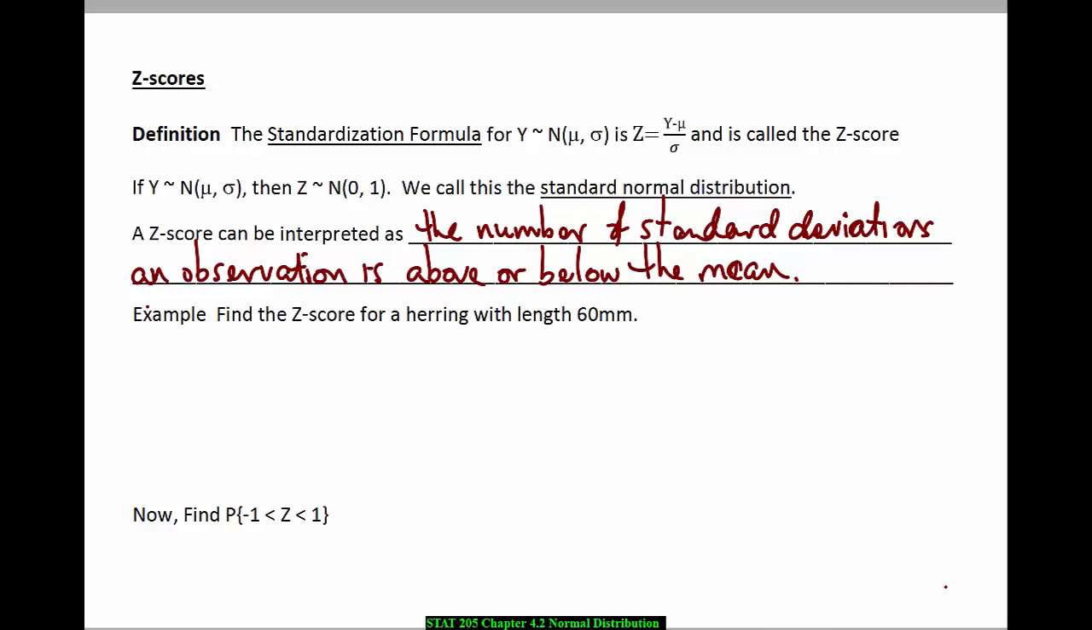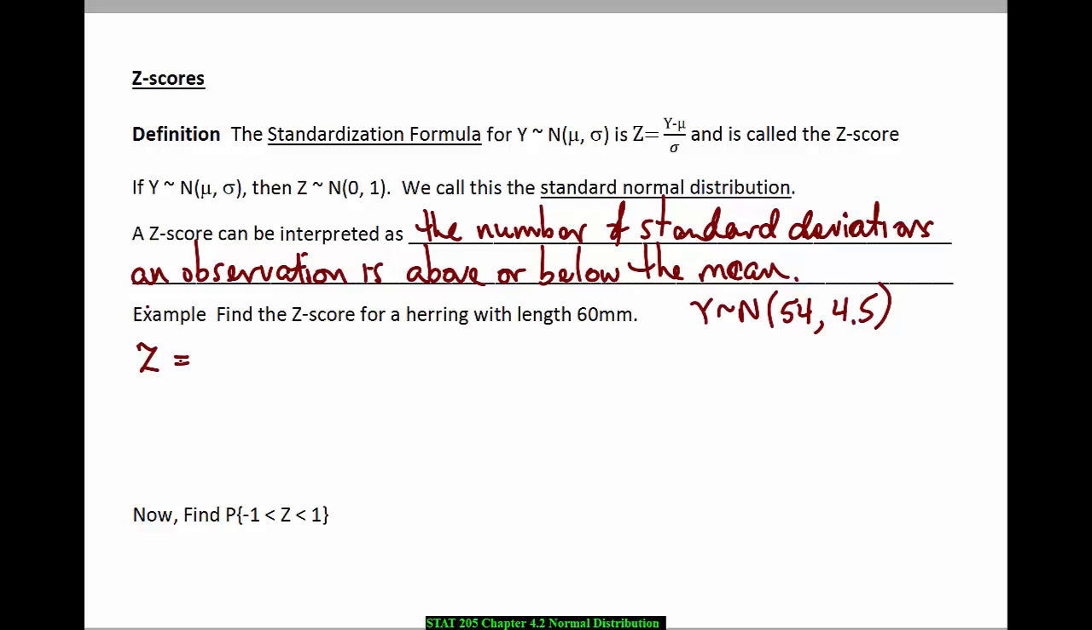For example, we're going to find the z-score for a herring with length 60 millimeters. Now, if you recall from last time, the herring length distribution was a normal random variable centered with mean at 54 and standard deviation of 4.5. So that's the example we've been working with all through the set of lecture notes.